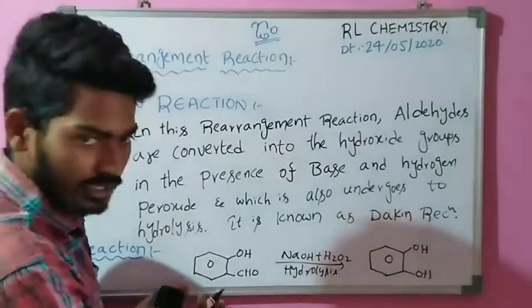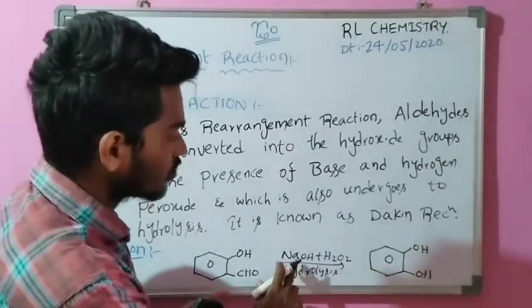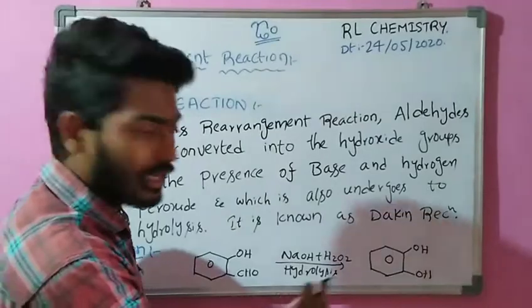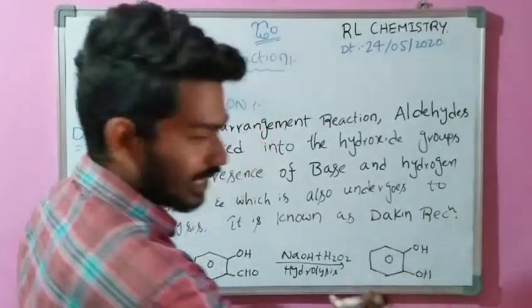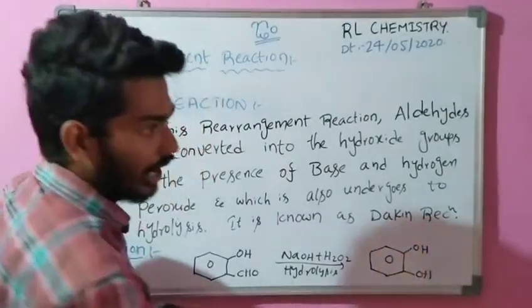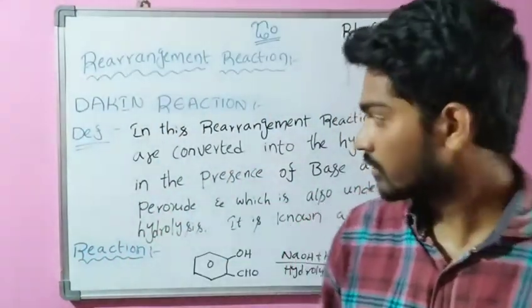This is the reaction. Initially, you can take salicyl aldehyde, which is treated with sodium hydroxide and hydrogen peroxide, and undergoes hydrolysis. Then it forms catechol. This is the catechol. This is the salicyl aldehyde. The aldehyde is converted into a hydroxyl group. This reaction is known as the Dakin rearrangement reaction.